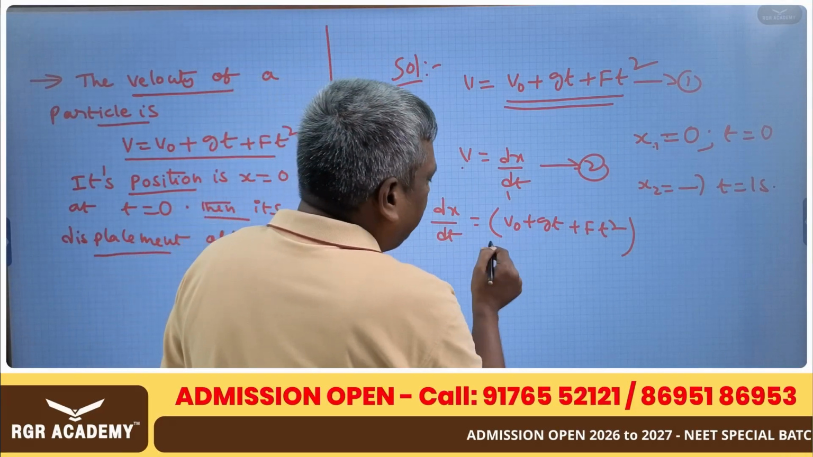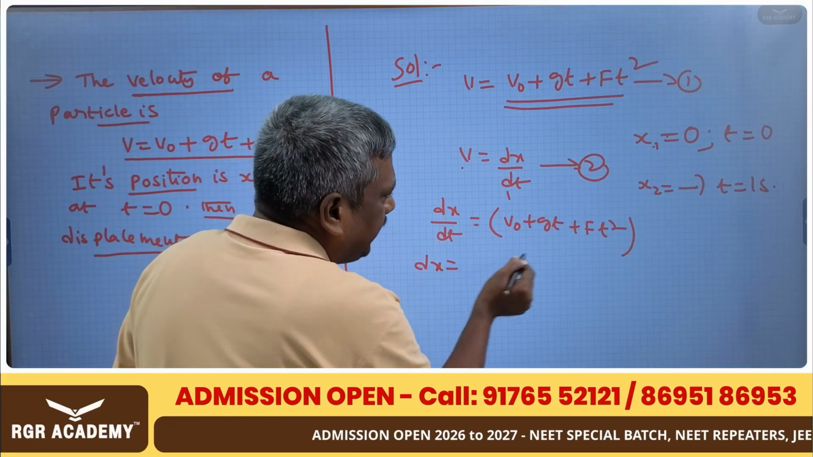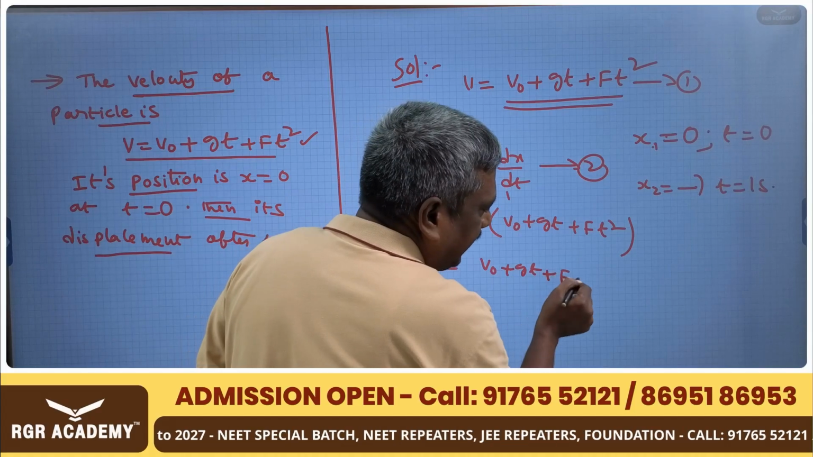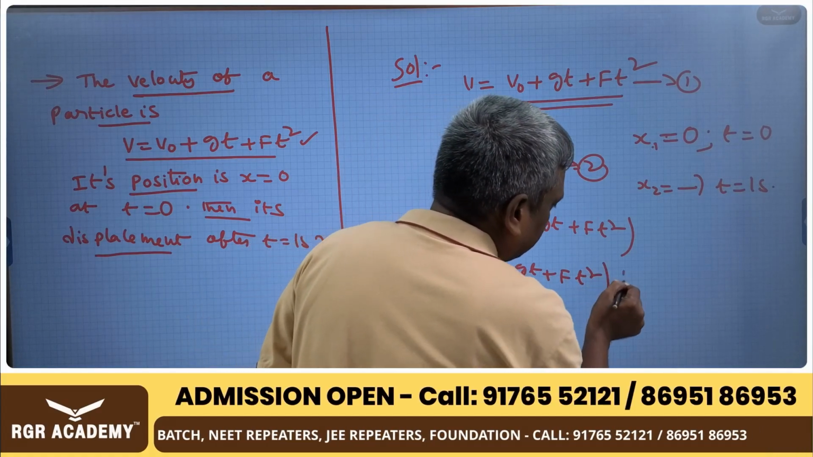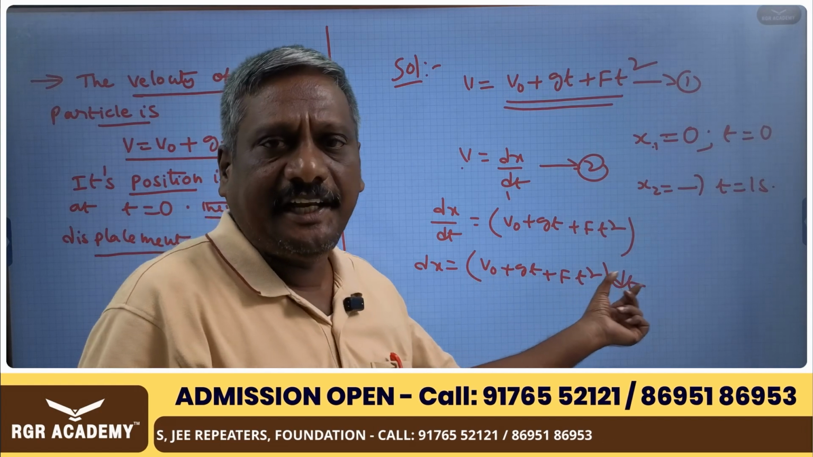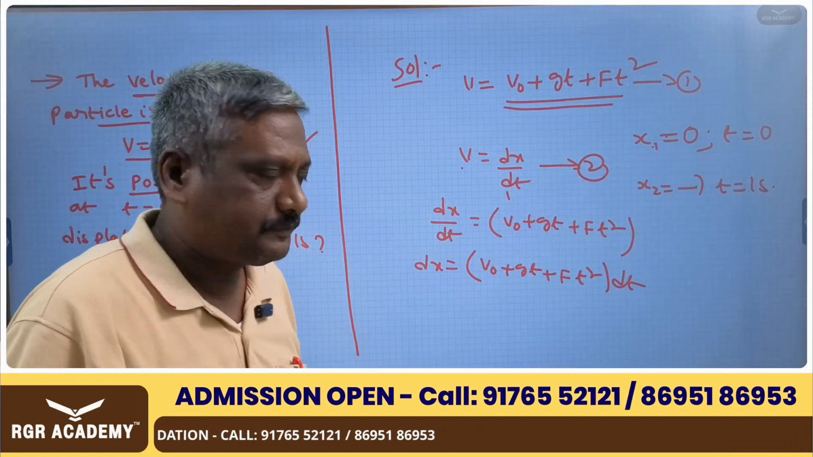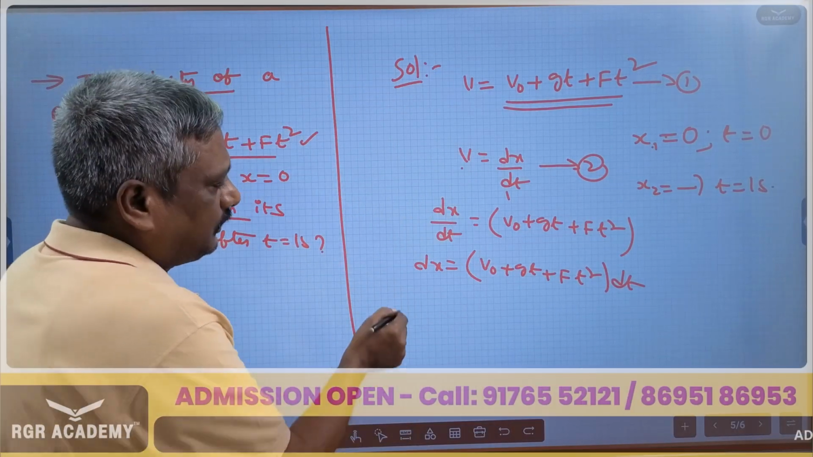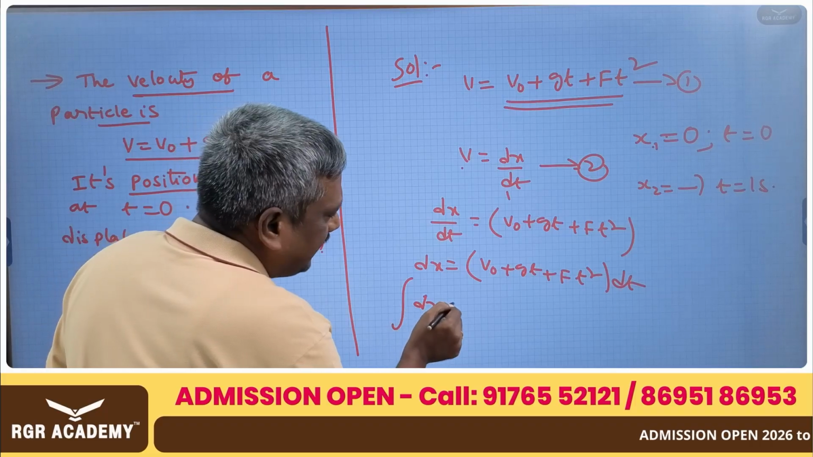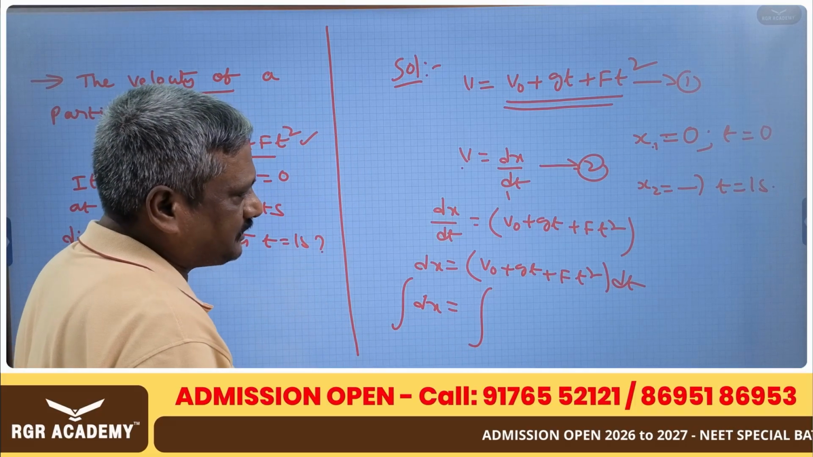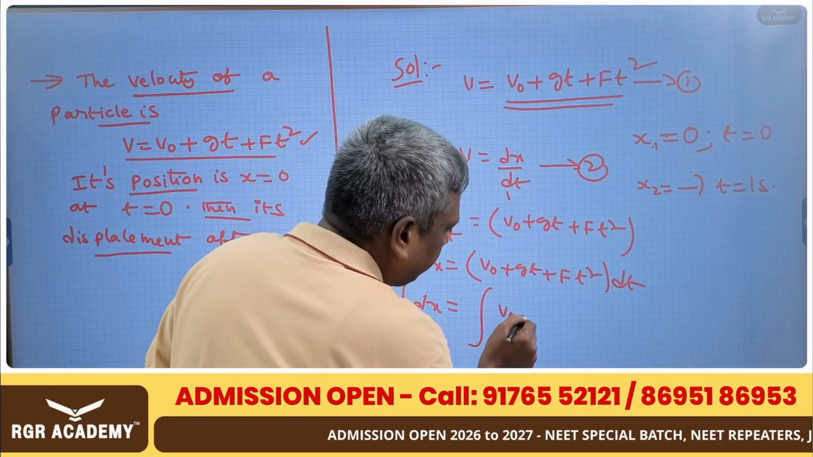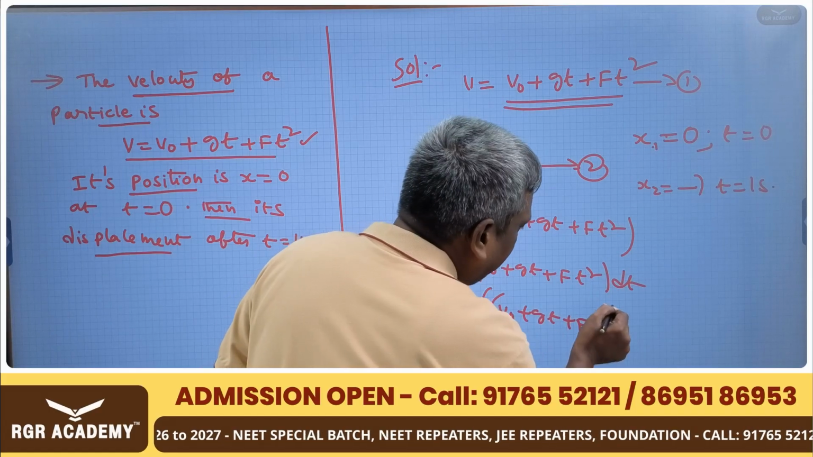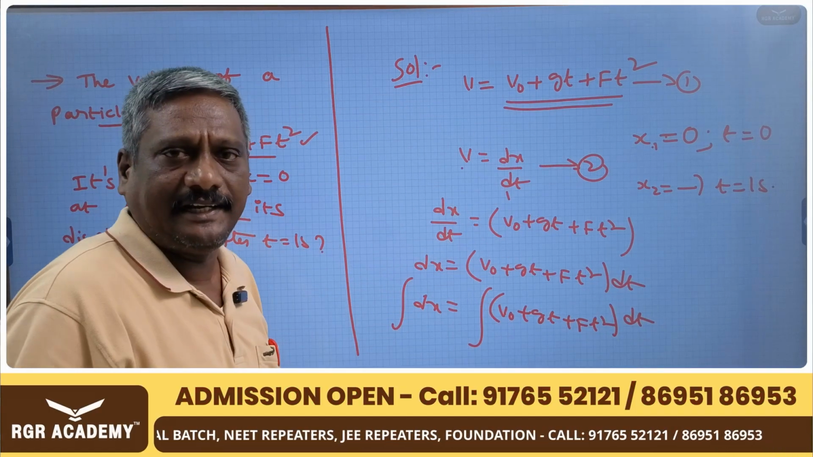Now do the cross multiplication. Dt can be taken to the right side. That is v naught plus gt plus ft square into dt. Now how do you get the x2 value from this? Do the integration on both sides. Integral dx is equal to what? That is integral of v naught plus gt plus ft square into dt. You can write like this.